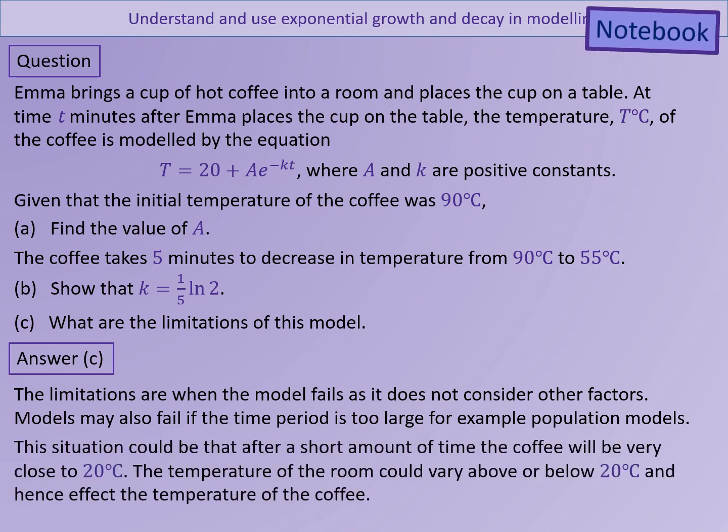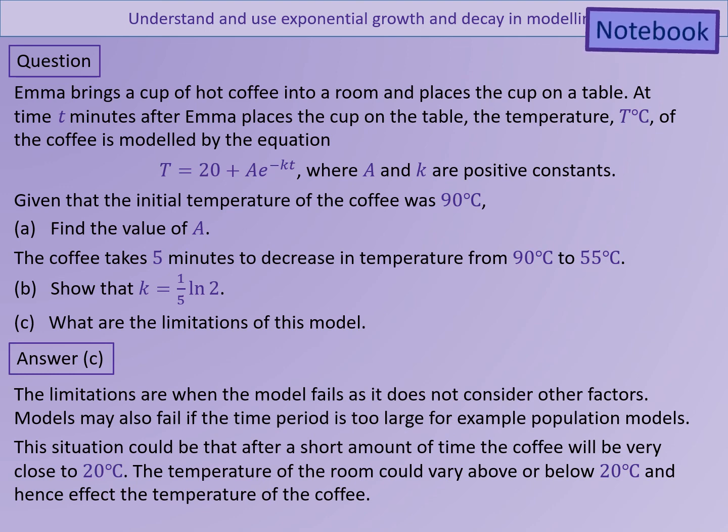So in this case, if we were to put in large values of time, we will find that the value of temperature gets closer and closer and closer to 20. So the model is in essence saying that the room temperature is 20 degrees Celsius, because that is the temperature that the coffee temperature is heading towards. So there is an assumption that the room that we are placing our coffee in has a temperature of 20 degrees Celsius, which of course may not be the case.